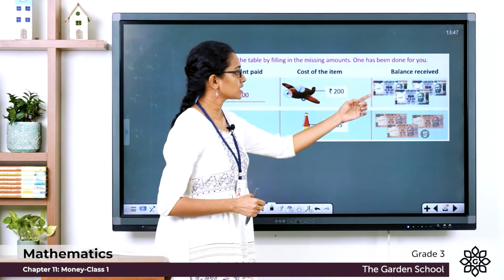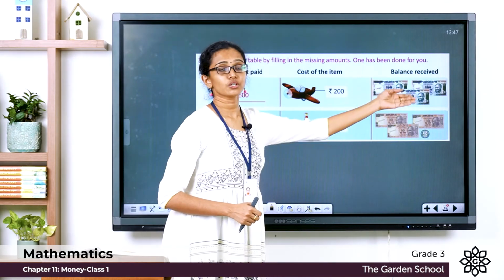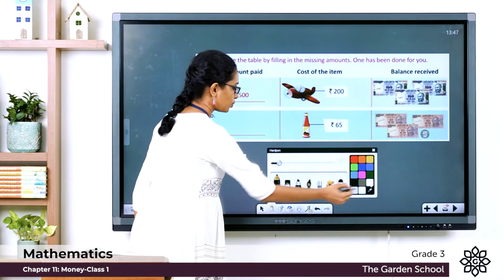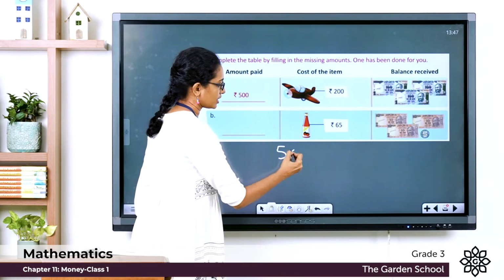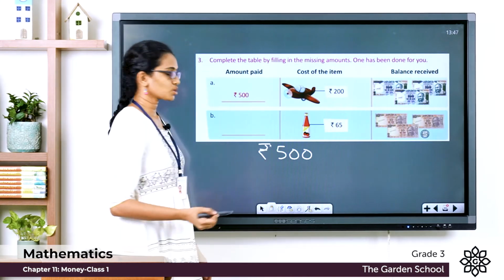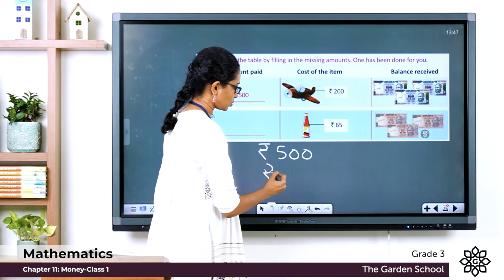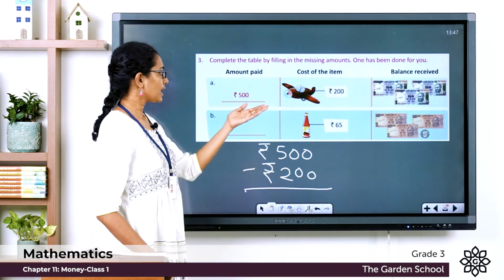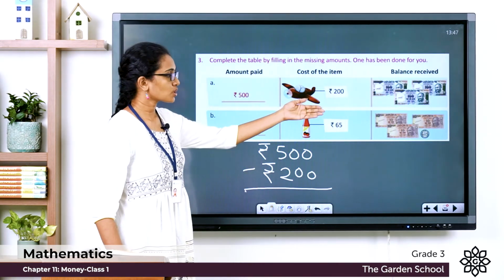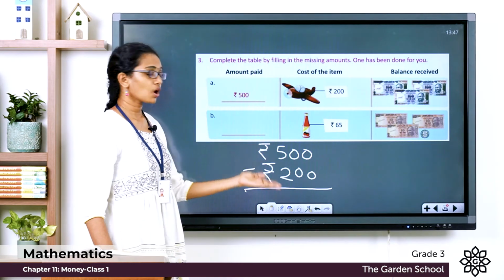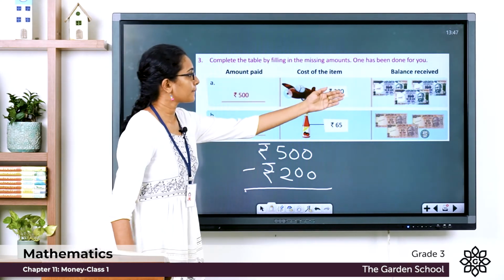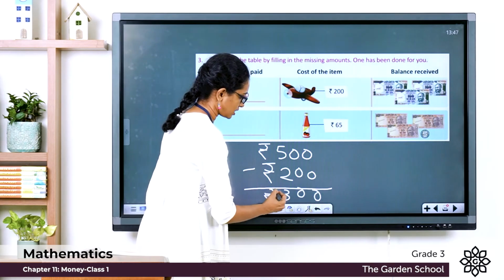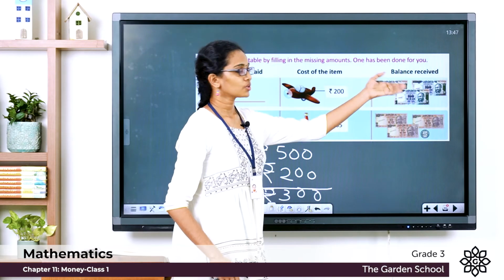The balance received is, see, 3 100 rupee notes. 3 into 100 equals 300. So the amount paid was rupees 500 and the cost of the item was rupees 200, and the difference between them. So when the buyer paid an amount of 500, the cost of the item was only 200. So he got a balance of 500 minus 200, which is equal to rupees 300. So the balance received here was rupees 300.